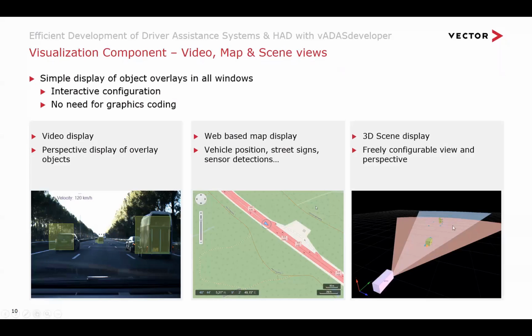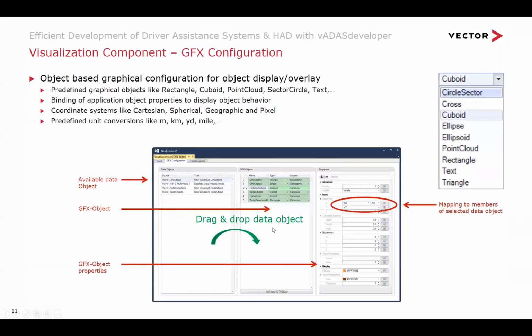This gives you the two fields of view of different sensors. Then you have those boxes, which might come from a radar. Then you have those circles, which might come from a smart camera. And this is possible with a few clicks inside vADASdeveloper, without too much coding, to get such a visual representation.